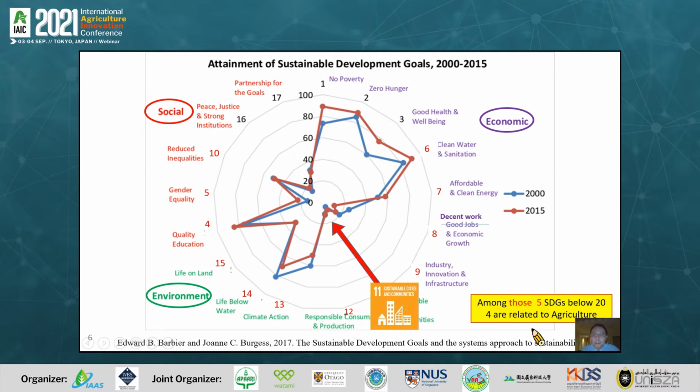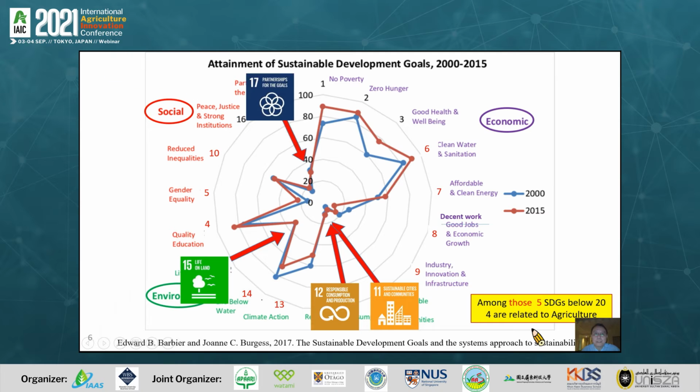For example, number 11, sustainable communities. Number 12, responsible consumption and production. Number 15, life on land. And the final one, number 17, partnerships for the goals.